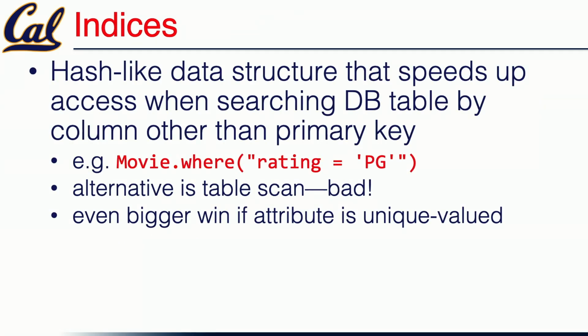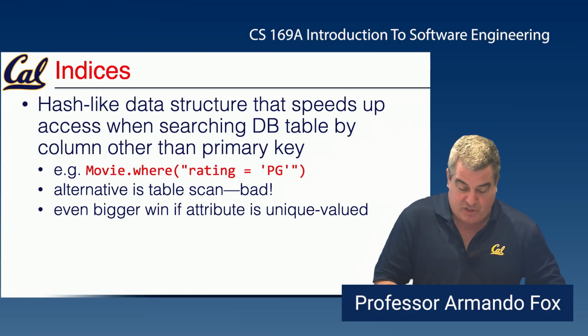So what's an index? It's really just a hash-like data structure that speeds up access when you're searching a database table because it's essentially building a hash over some column or set of columns other than the primary key, right? Primary key lookups are instantaneous. But for example, if I say movie where rating equals PG, if I don't have some sort of an index on the ratings column, basically I need to do a table scan, right? That means I need to look at every row of the table because I might have to look at every row to find one that could possibly match.